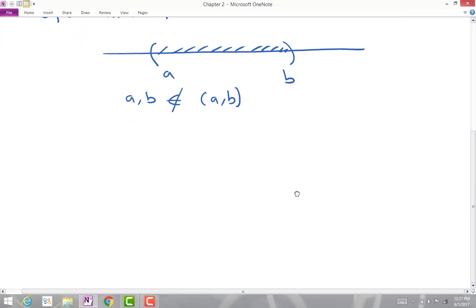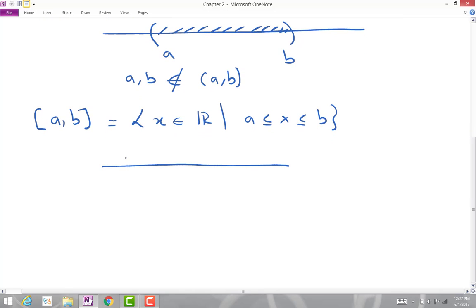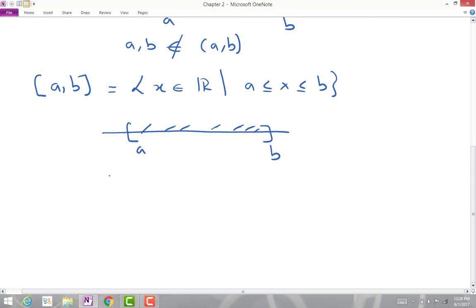Similarly, we can define the closed interval, and the notation we use is the closed brackets. These are the set of all numbers x such that a is less than or equal to x and x is less than or equal to b. I can graph this the same way in the real line. In this case, the two endpoints a and b belong to the set. So we have an open interval, and this is the closed interval.